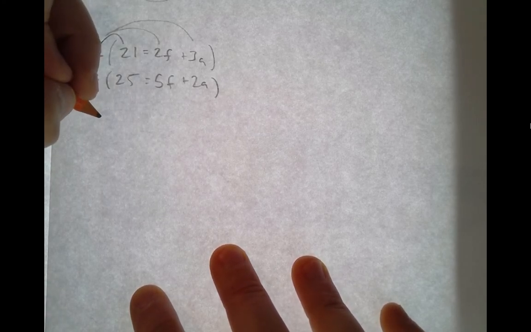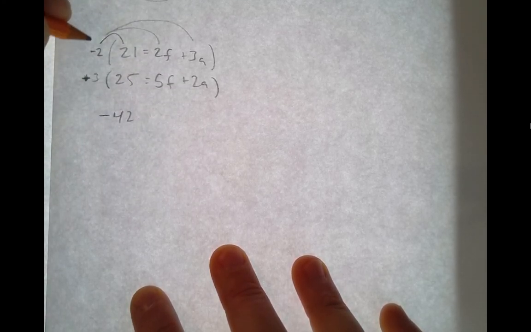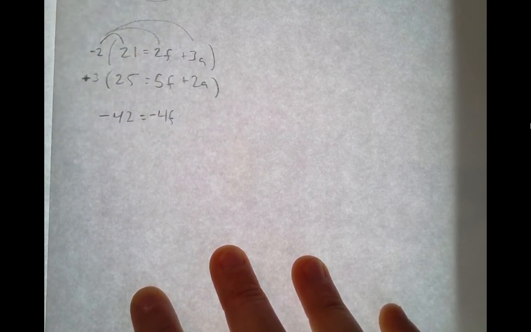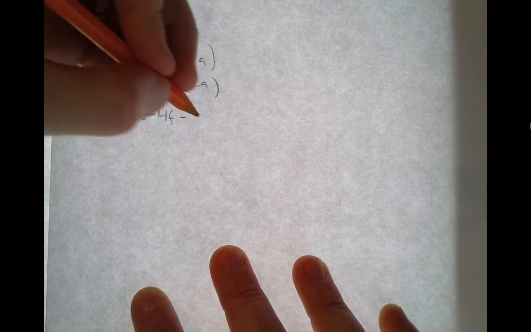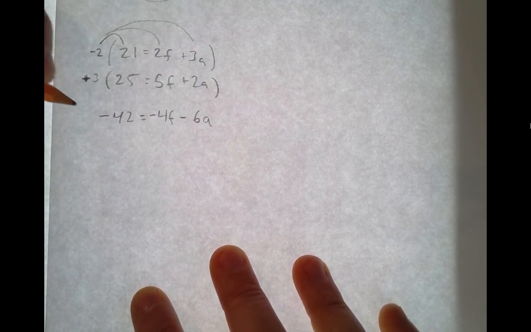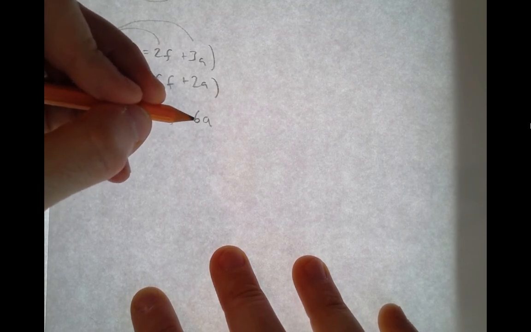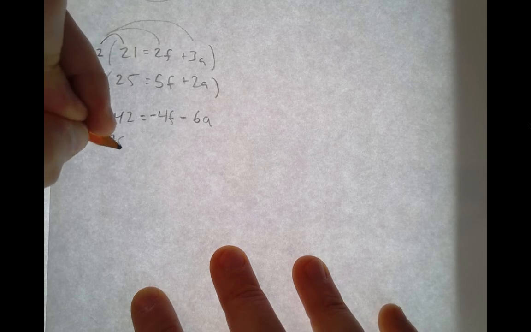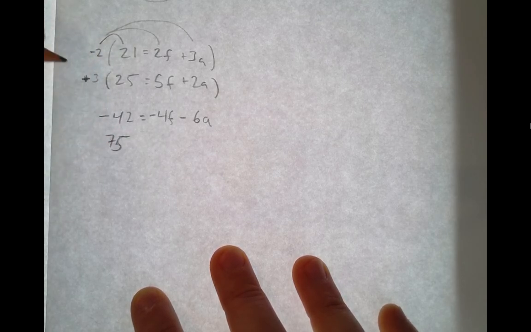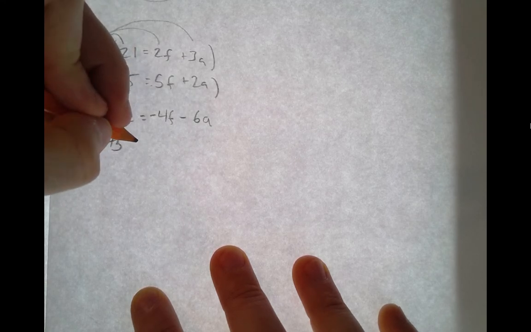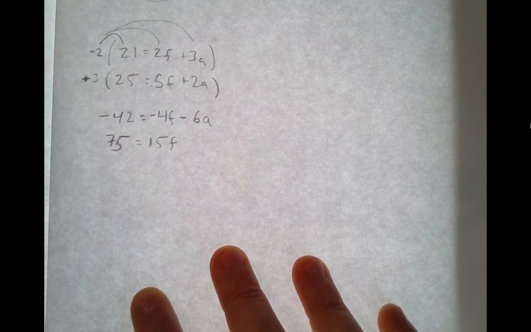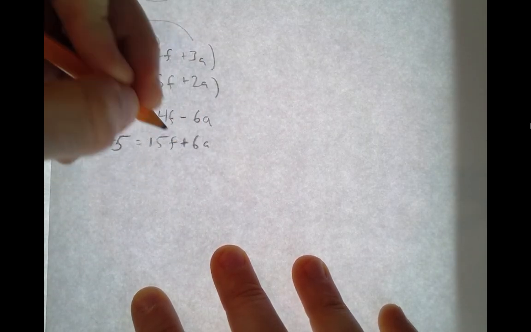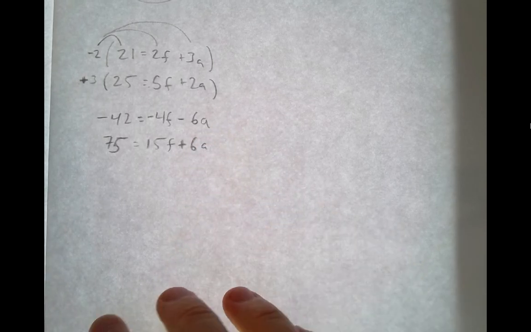-2 times 21 is going to be -42. -2 times 2f is going to be -4f. And then here I've got the -2 times 3a, -6a. Here I'm just multiplying times a positive because I want to have a -6 and a +6. 3 times 25 is going to be 75. 3 times 5f is going to be 15f. And then this 3 times 2a is going to get me the +6a, and that is where I want to be able to cancel these out.